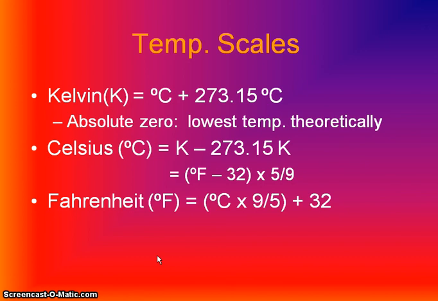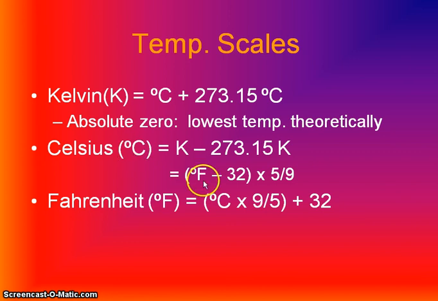For Kelvin, if you take the temperature in degrees Celsius and add 273.15, that will give us our value in Kelvin. Notice there's no degree symbol with Kelvin. You simply say a certain number value in Kelvin, no degrees. And this is where you have absolute zero. Absolute zero is 0 Kelvin, and that is the lowest theoretical temperature you could possibly get to. That means there should be no molecular motion whatsoever. With Celsius, if you have Kelvin, you can subtract 273.15, and that will give you your temperature in degrees Celsius.